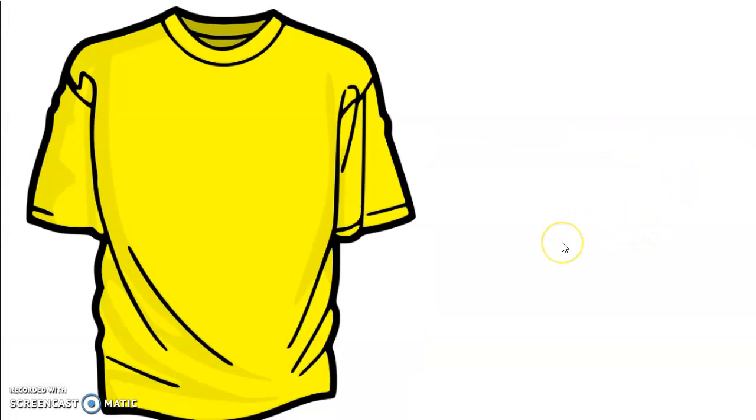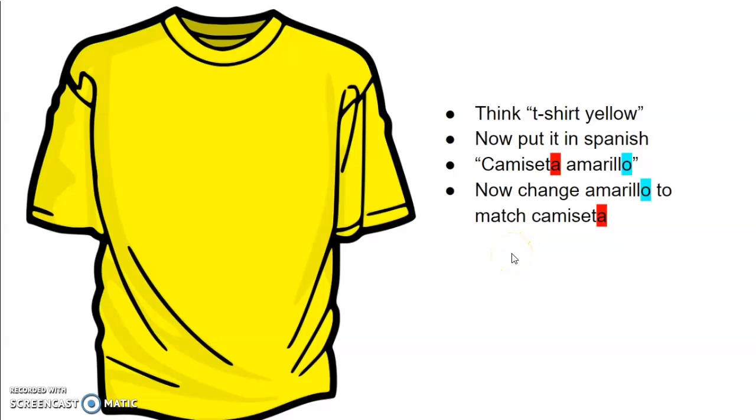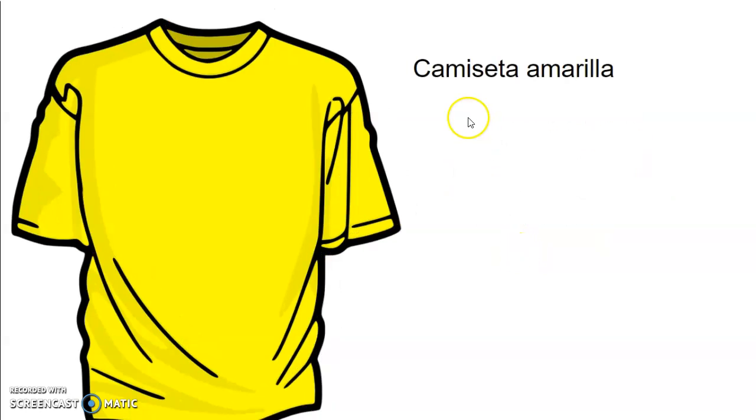So here is the first one that you're going to be typing in. Think to yourself, t-shirt yellow. Now, how do we say that in Spanish? Camiseta amarillo. Now you need to change amarillo to match camiseta. Type that into the answer bar. You should have typed camiseta amarilla. Both of those things match. They both have the A ending.